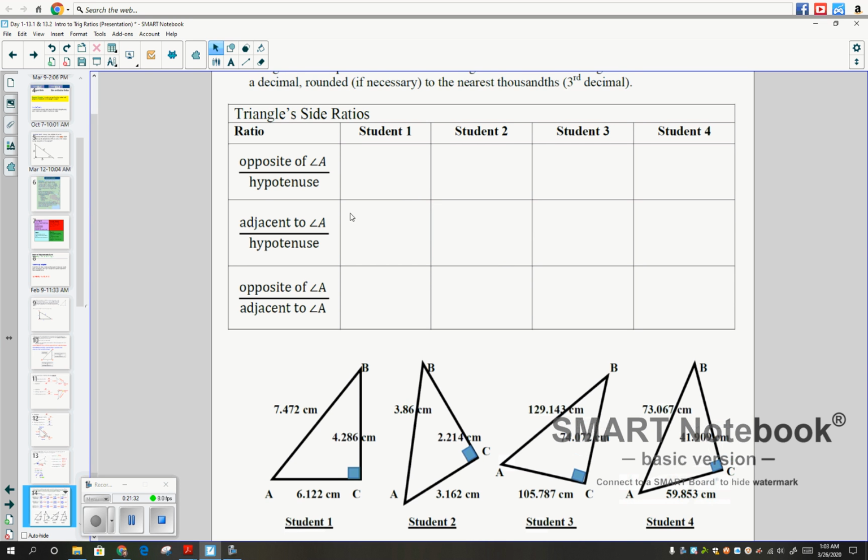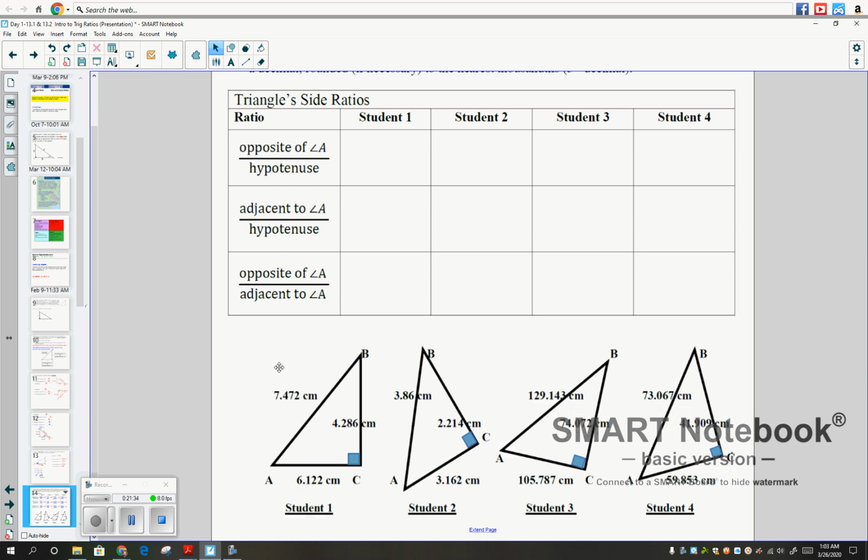Well, if I just look at student 1, the first triangle, which side is opposite of angle A? It's the 4.286 over the hypotenuse, which is the 7.472. If I write that ratio, and then I divide it using my calculator, I get 0.574.